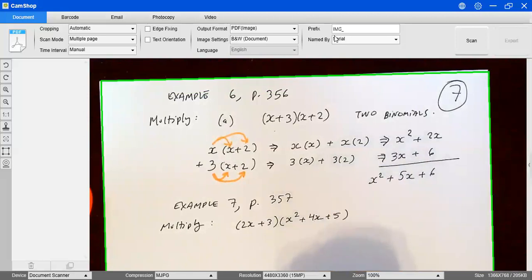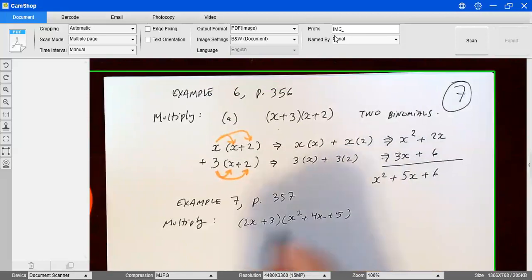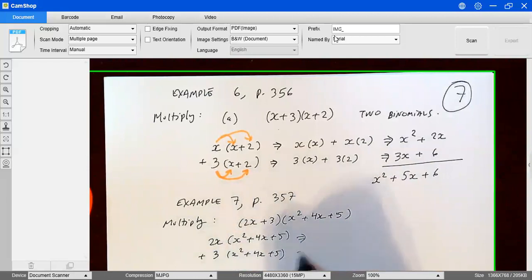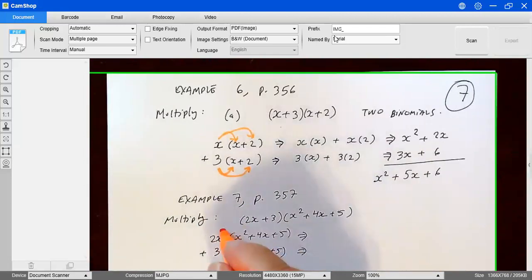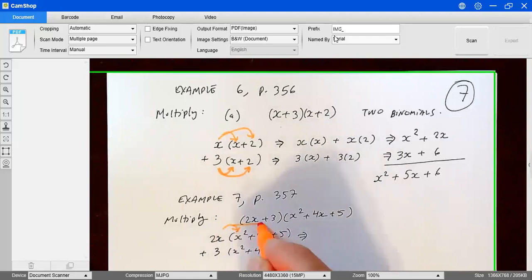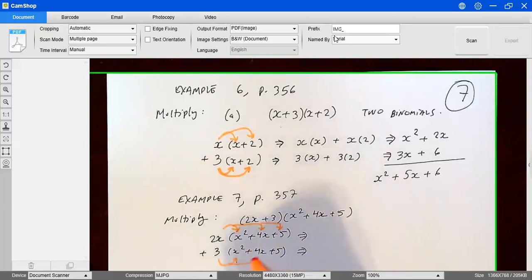So again, I'm going to write one of the polynomials vertically. So I'm going to write 2x plus 3, and I'm going to multiply every term by the second polynomial. And then we're going to apply the distributive property. So we're going to multiply this, this, and this, this, and this. So this is the distributive property. So now you can do everything in a single step.